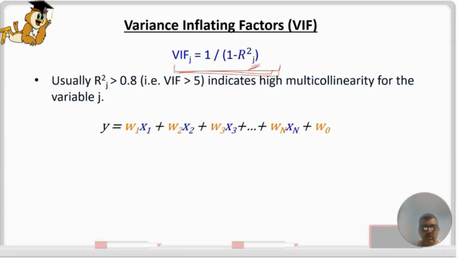So let's say R square 3 was high. It says that x3 can be written as a linear combination of x1, x2 and the remaining x's till xn, right? So that's what it means. If that happens, you don't want that. We'll come to the disadvantages, what impact multicollinearity has, but let's first understand what multicollinearity is and how we measure it.